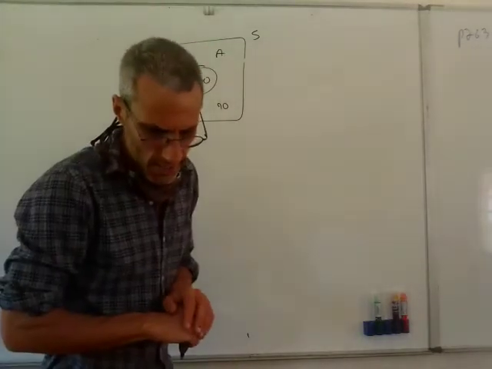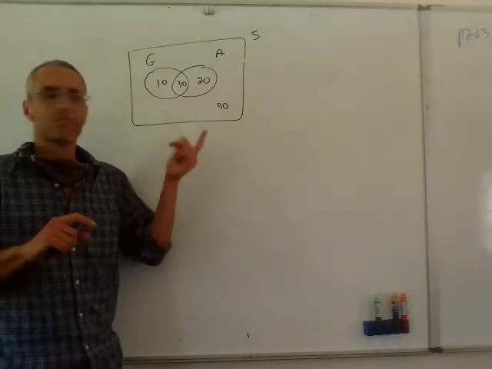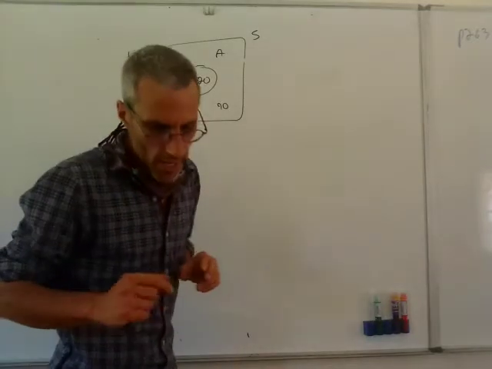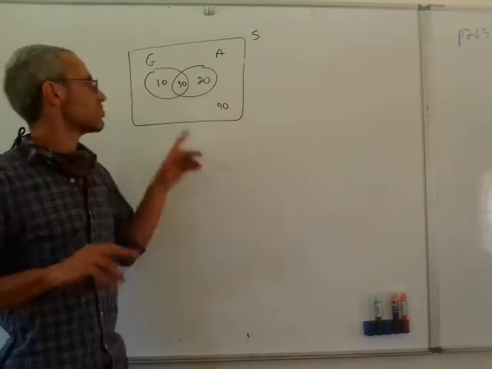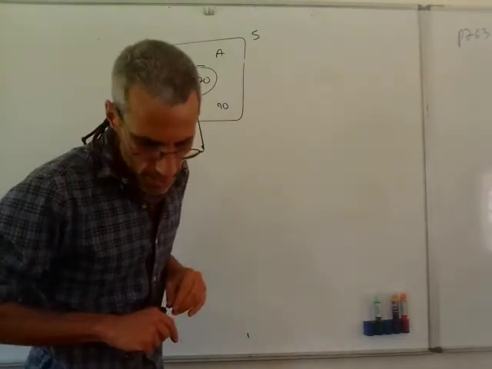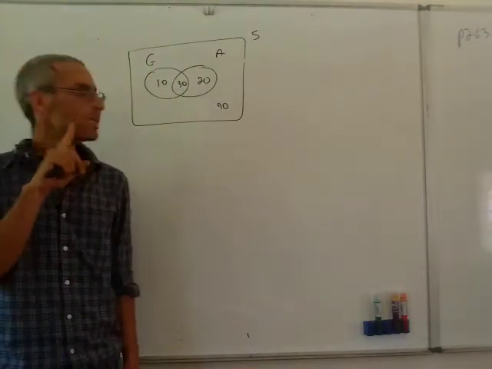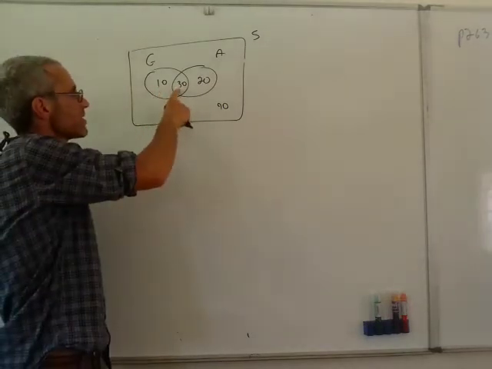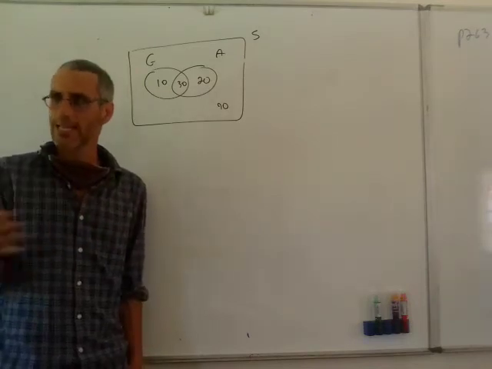Now they're asking us, how many people take geography and accounting? 30. It's easy, it's just reading. When you're reading the intersection, it's 30. How many people don't take either of these subjects? 90. We just want to make sure we understand how to read this map. At least one subject. 10 plus 30 plus 20 is 60. Some of them actually take 2, but at least, okay?